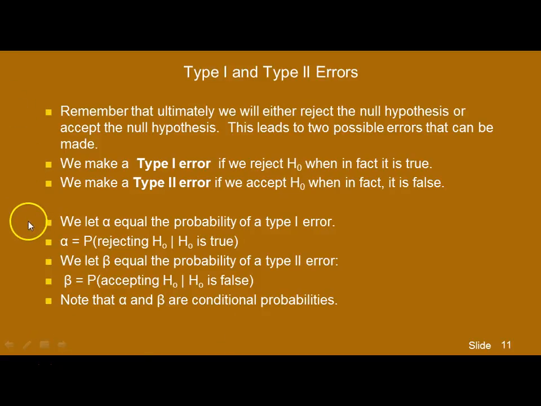Now, some notation. Alpha is going to stand for the probability of a type 1 error. And notice that alpha is actually a conditional probability. It's the probability of rejecting the null when in fact the null is true. Or given, or if the null is true, what's the chance that we reject it? We're going to let the Greek letter beta be the probability of a type 2 error. And beta, again, is a conditional probability. If the null is false, what's the probability that we accept the null?